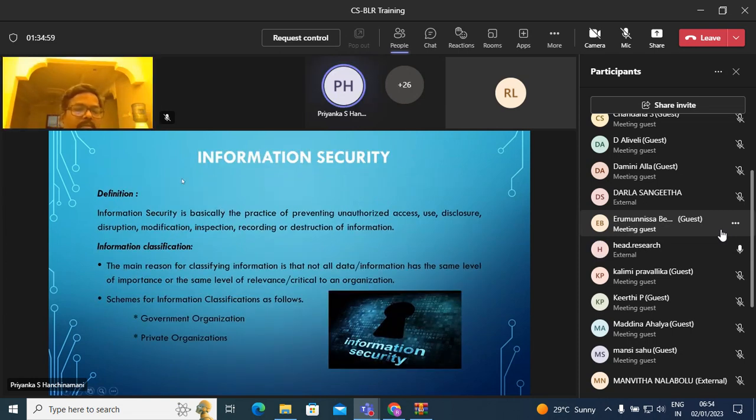Next is information security. The definition is that information security is basically the practice of preventing unauthorized access, use, disclosure, disruption, modification, inspection, recording or destruction of information. The important thing is information classification. The main reason for classifying information is that not all data has the same level of importance or relevance to the organization. There are two schemes of information classification: government organization and private organization.